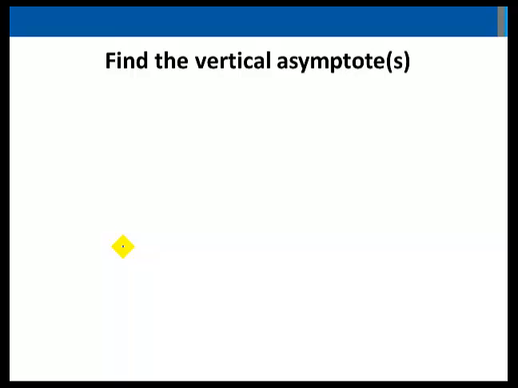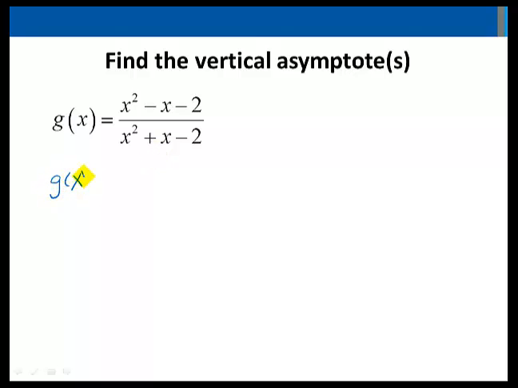Let's find some vertical asymptotes. First, of the function g of x equals x squared minus x minus 2 over x squared plus x minus 2. To find a vertical asymptote, we'll begin by factoring g of x. Here we have x minus 2 times x plus 1 over x plus 2 times x minus 1. We look to see if there are any like factors in the numerator and denominator that we can eliminate. There are none here. So we will go ahead and look at our denominator.